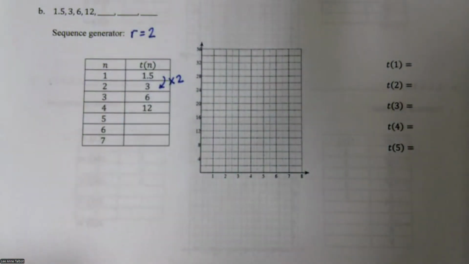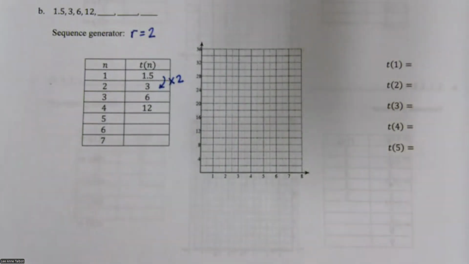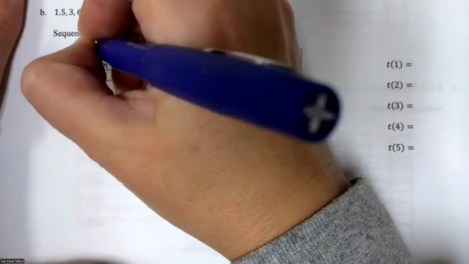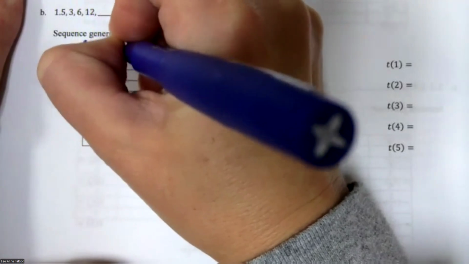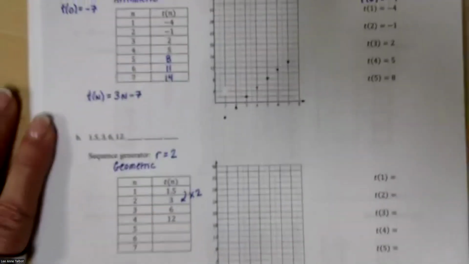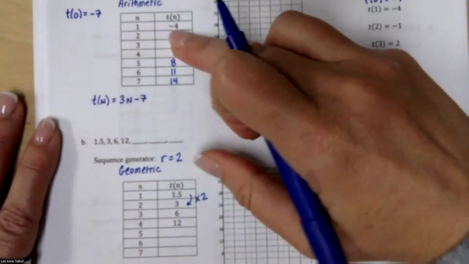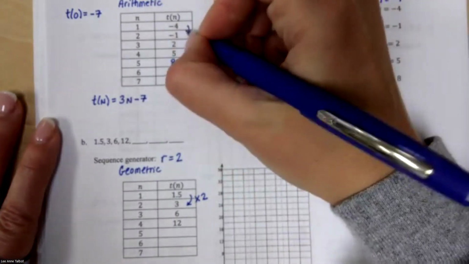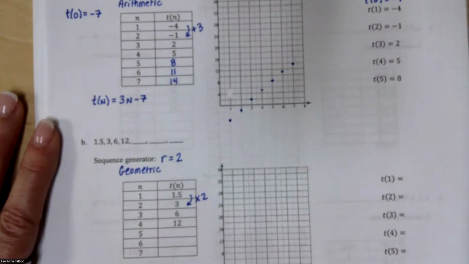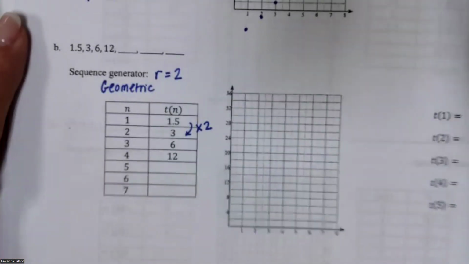Does anybody know? You're not going to know. It's ratio. Ratio is the reason that they chose the letter R. Okay. And so R is 2, and that makes this one geometric. Does everybody understand the difference between arithmetic and geometric? So adding and subtracting, multiplying and dividing.